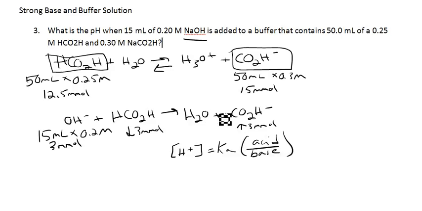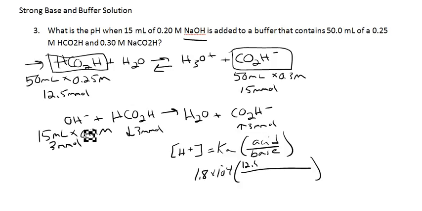And so we need to look up the Ka of the formic acid, which is 1.8 times 10 to the negative fourth. And then we make the fraction of acid over base by starting with the 12.5 millimoles of the acid that we had in the buffer and the 15 millimoles of the base that we had in the buffer. And the acid goes down by 3 millimoles as the base goes up by 3 millimoles.